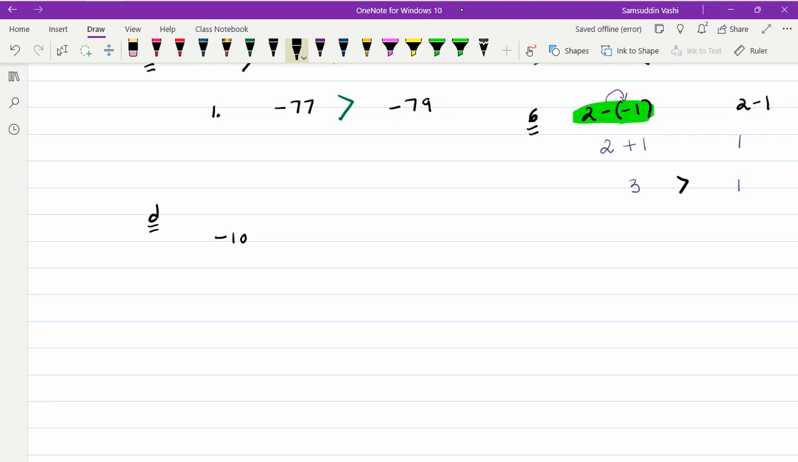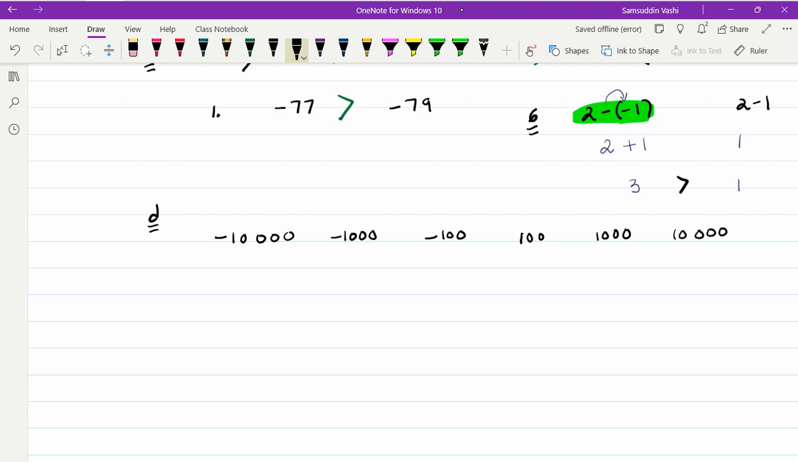Negative 10,000. And then negative 1,000. And then negative 100. Okay, then there is a positive 100. And then there is a positive 1,000. And there is positive 10,000. So those are already arranged in ascending order.